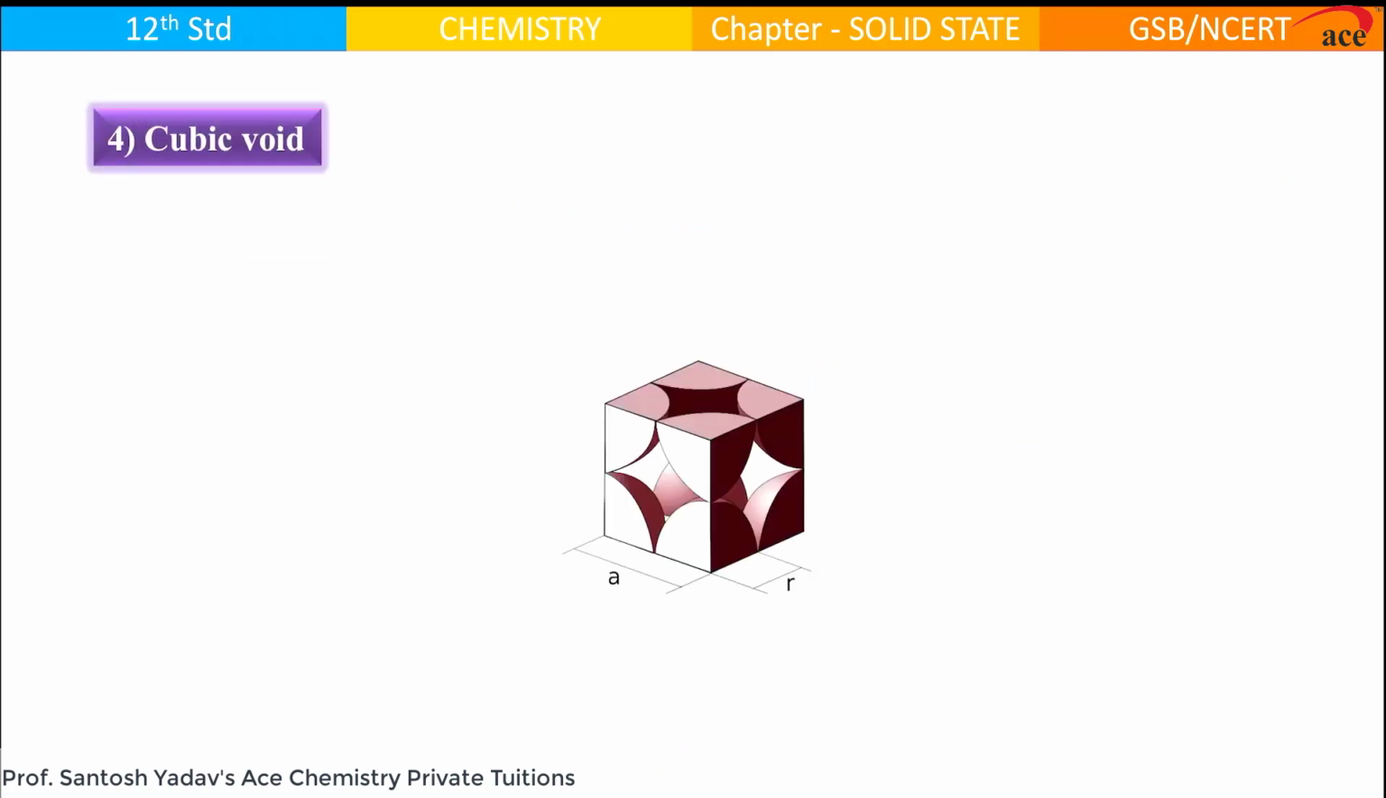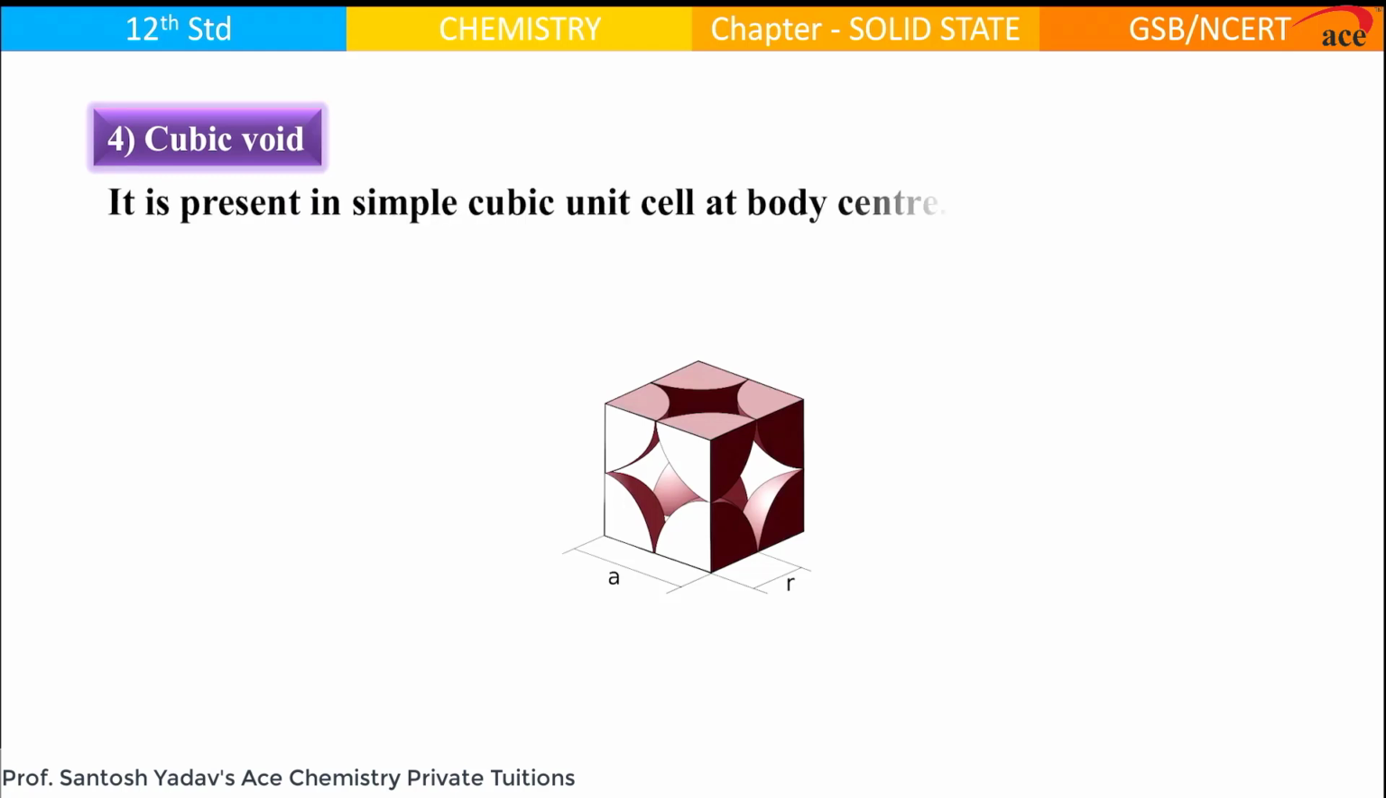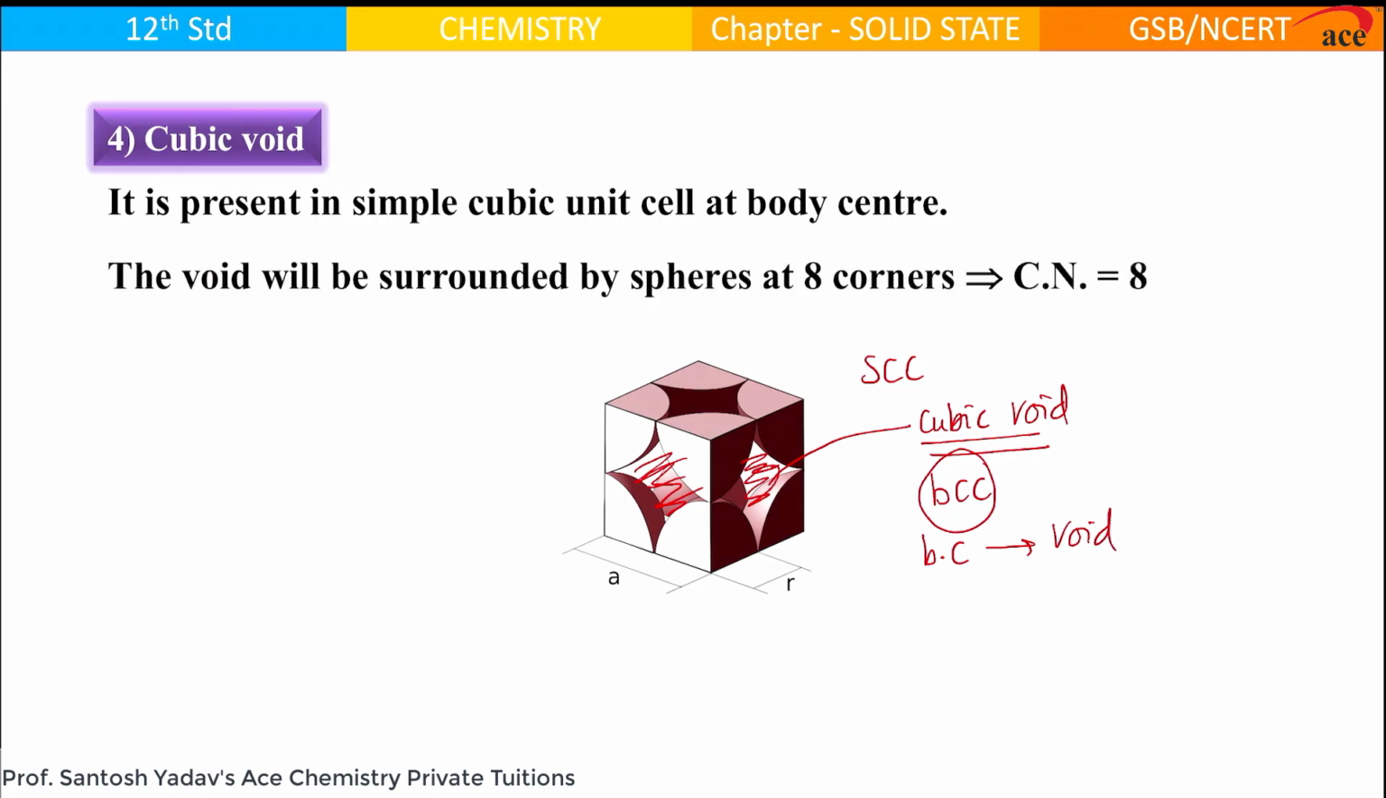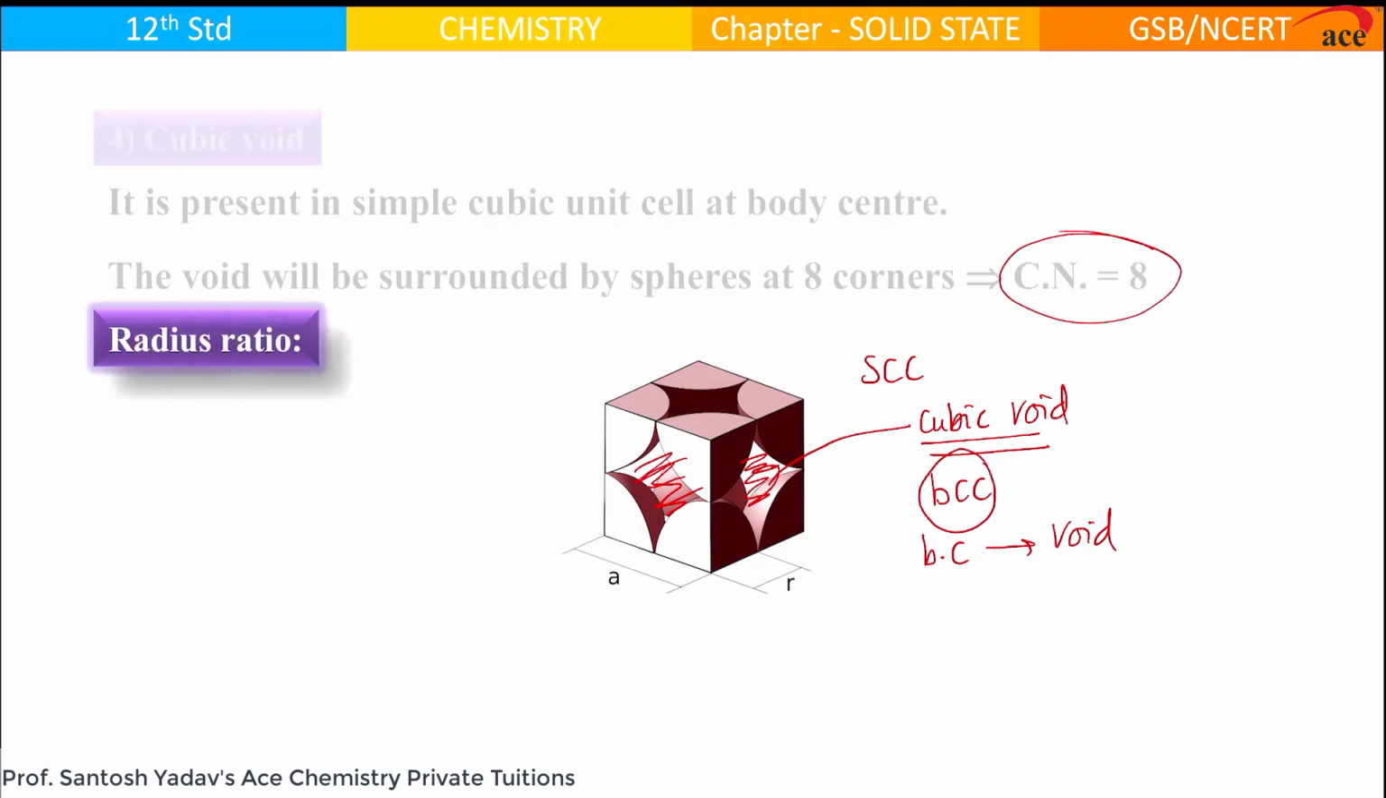Cubic void, if you would like to see, is present right inside this empty space. This empty space is nothing but your cubic void. You can imagine the cubic void like a body center, but you should know it is SCC, and the empty space inside is the cubic void. You can imagine a cubic void like BCC, only the body center is your void. Void means empty space. It is surrounded by 8 spheres, therefore the coordination number of the cubic void is 8. That is the highest coordination number of any void.